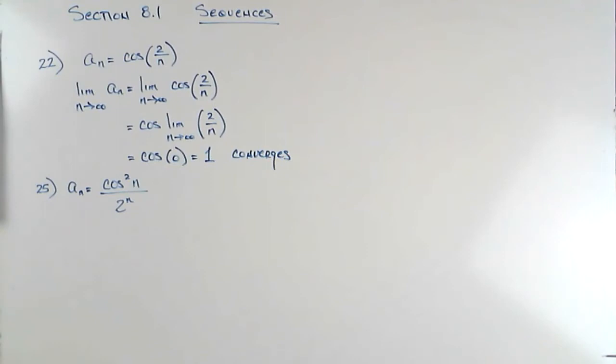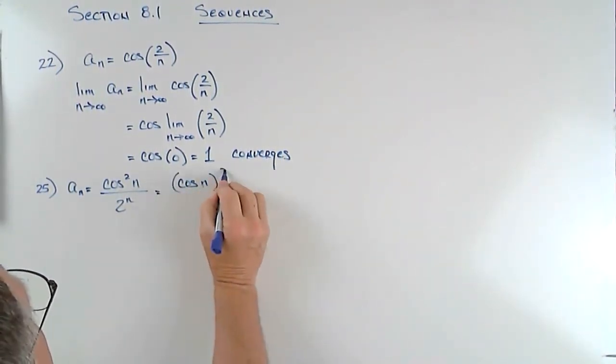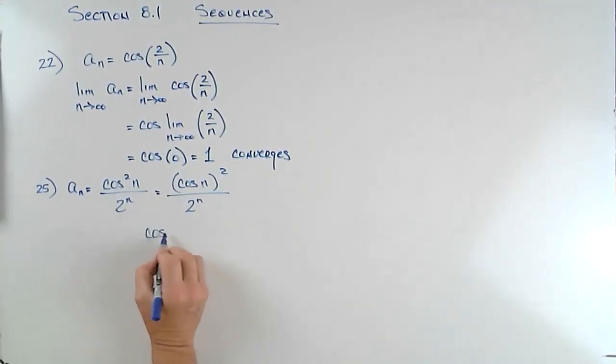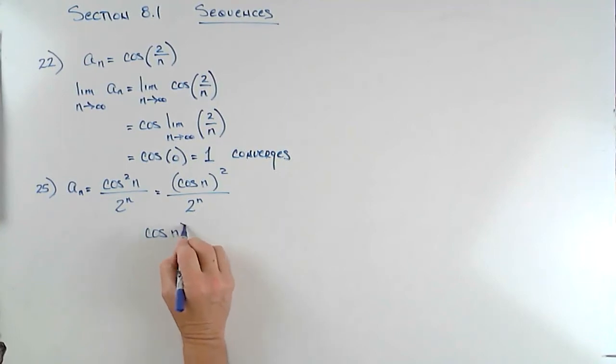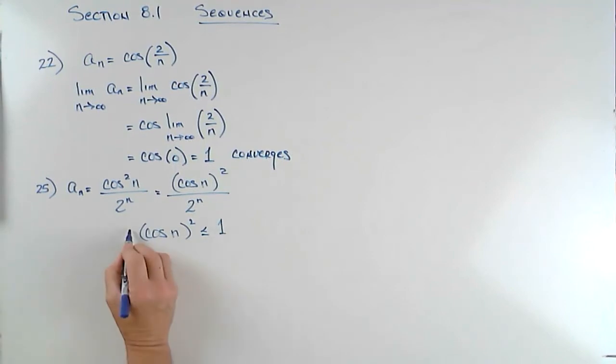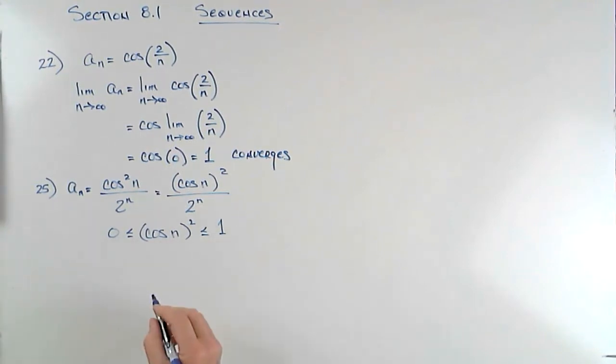So on question 25, we're going to have to look at this function, and we're going to have to think about the fact that cosine squared of n, so it's squared, right? Because this is equal to, remember, cosine of n squared over 2 to the n. What do we know about cosine of n squared? Well, we know cosine is always less than or equal to 1. And since we squared it, it's always greater than or equal to 0. So we're going to use the squeeze theorem here to talk about this problem.